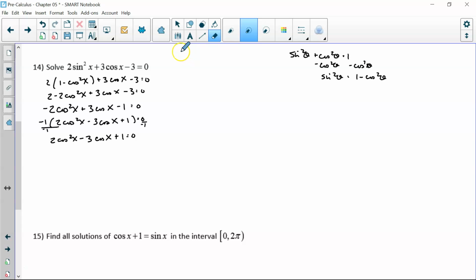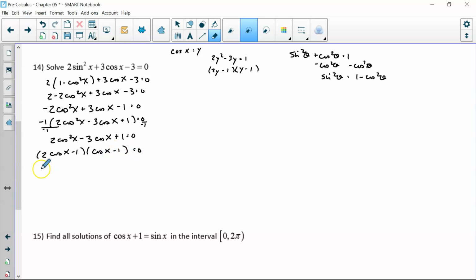Do a little substitution here. Let's say that the cosine of x equals y. So we have 2y squared minus 3y plus 1. So when I factor that, I get 2y and y. So it's going to be 2y minus 1 and y minus 1. So when I substitute back in, 2 cosine of x minus 1 and cosine of x minus 1.